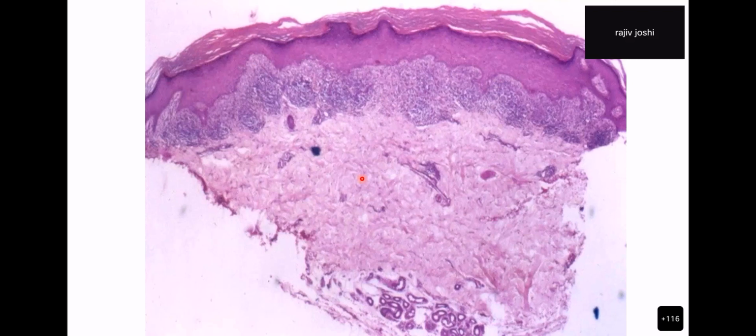GVHD, yes, can look very similar. That also shows hypergranulosis. So there you need a very good clinicopathological correlation, because early GVHD does look lichenoid. Even clinically, you can get lichen planus-like papules. So there one has to have a good clinical history of a transplant happening, which would give rise to GVHD.